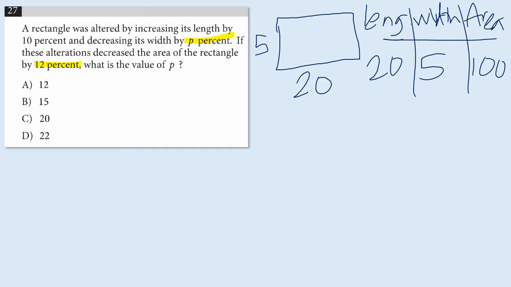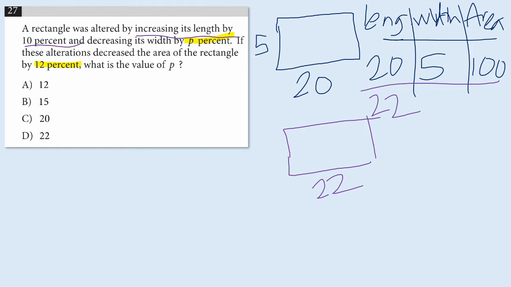So now let's talk about the second rectangle. So it's going to be altered. The length is going to be increased by 10%. So what that means is 10% of 20 is 2, so it's going to become 22, right? So its length is 22. That's the new rectangle.